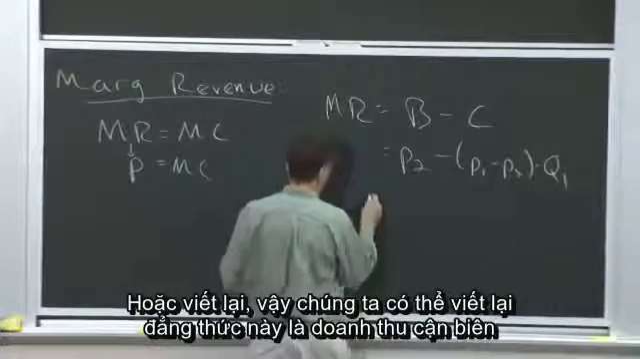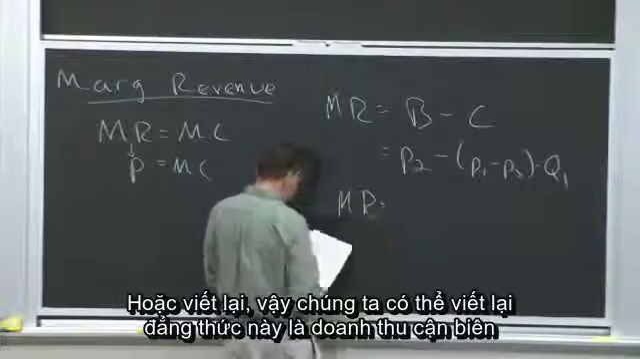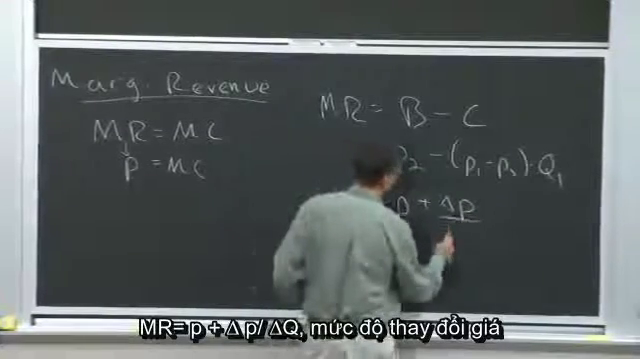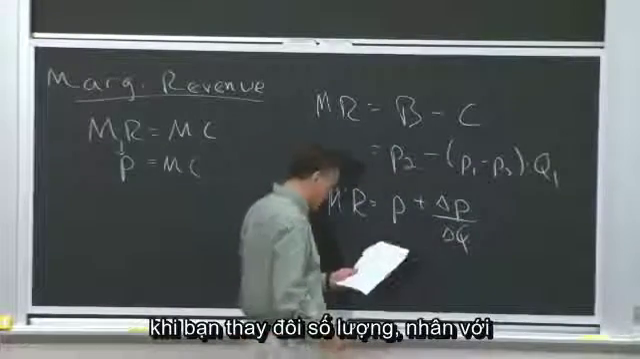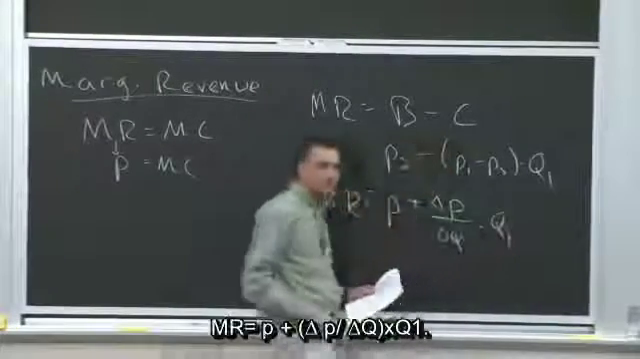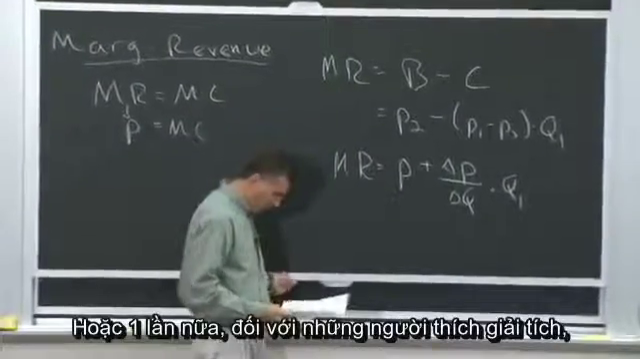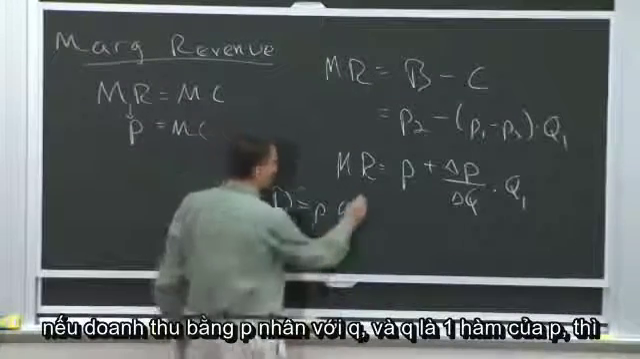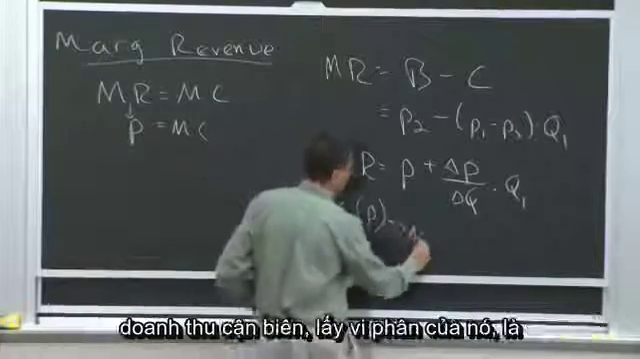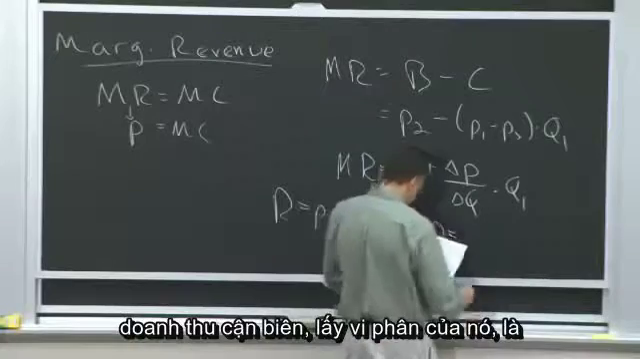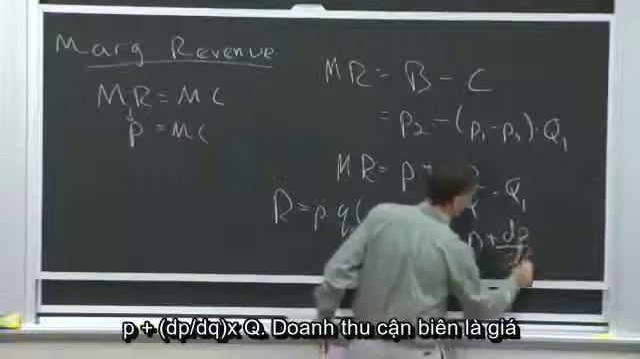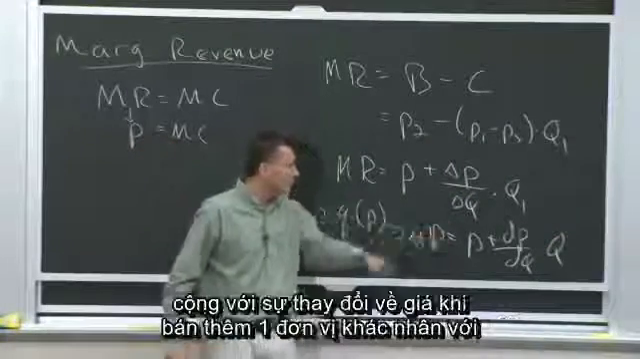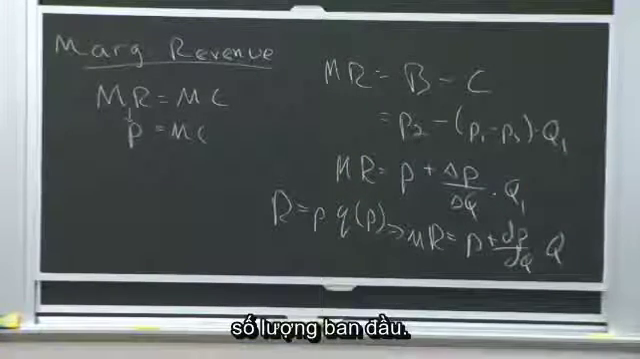Rewriting this, marginal revenue equals P plus delta P over delta Q, how much the price changes when you change the quantity, times the original quantity Q1. Or, for those of you who prefer calculus, if revenue equals P times Q, and P is a function of Q, then marginal revenue, differentiating that, is P plus dP/dQ times Q. So marginal revenue is the price plus the change in price from selling another unit times the initial quantity.